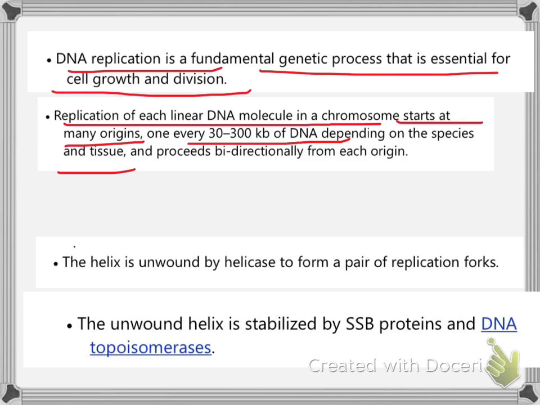That is, there are many origins of replication, or many start points, in the eukaryotic DNA for the replication, and on every 30 to 300 kilo base pair of DNA there will be one start point, depending on the species and tissue. The process proceeds bidirectionally from each origin.